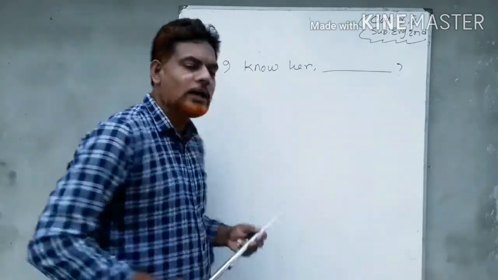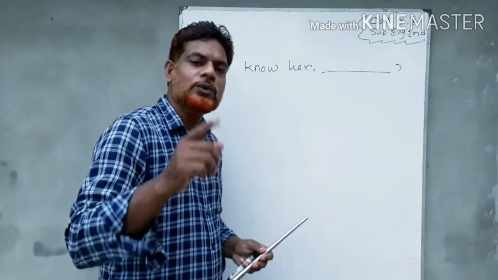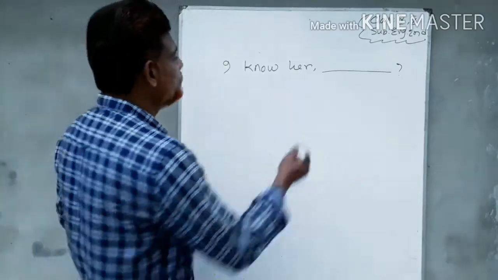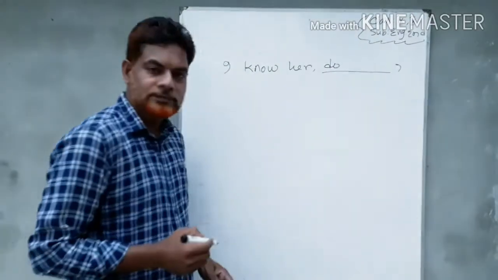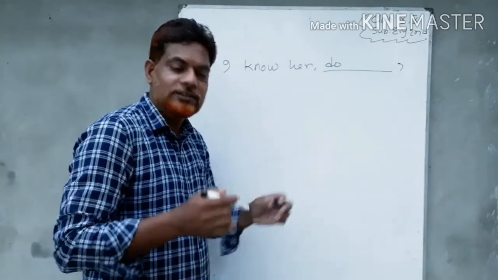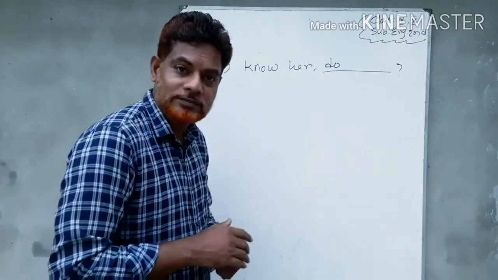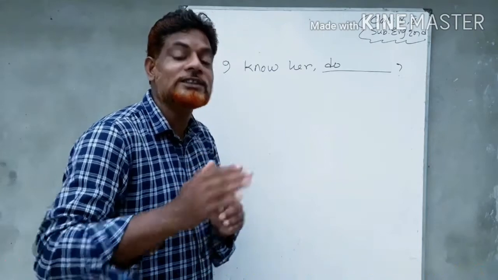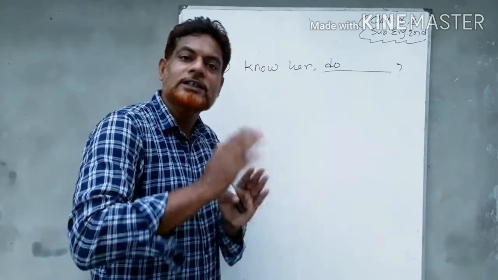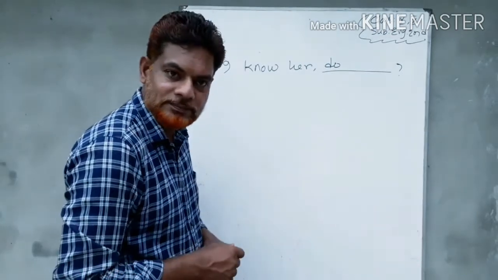You can see, in the sentence I know her, the main verb is in present form, so we can use do or does. Here we will use do. Why? Because S or ES is not added with the principal verb. If S or ES is added with the principal verb, we have to use does as the auxiliary verb. But if S or ES is not added with the principal verb, we will not use does. Here we will use do. That's why I have written do as the auxiliary verb here.